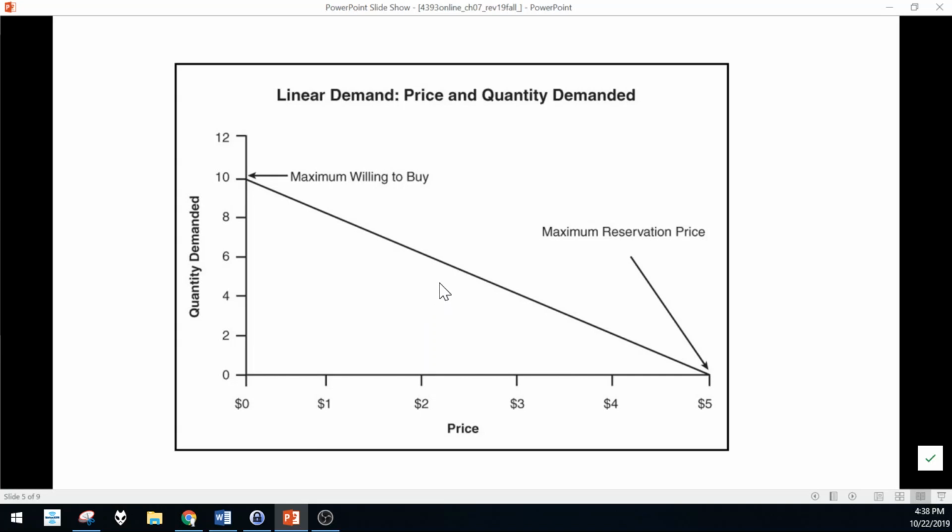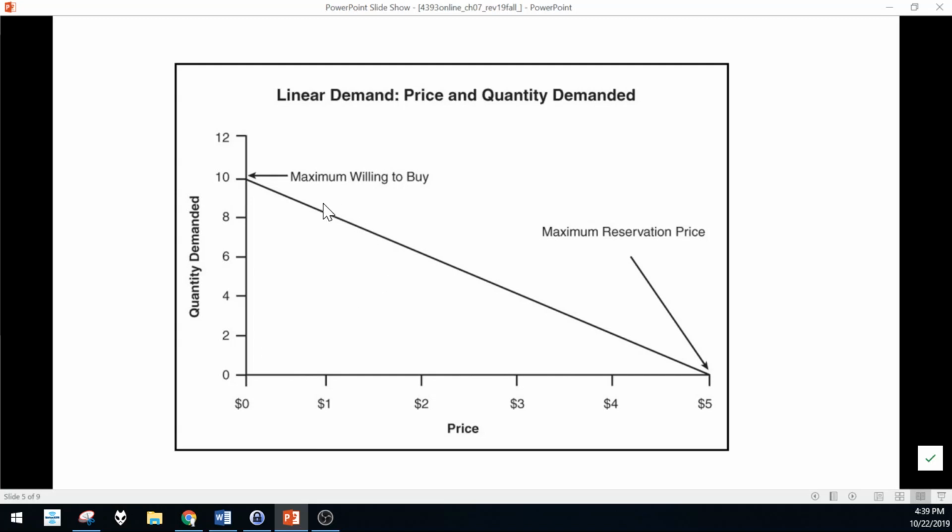So two concepts important to know in this regard is maximum reservation price. Again, reservation price is the highest price that someone is willing to pay. Okay, at $5, no one is willing to pay that price. At $4, 2 are willing to pay that price. At $3, 4 are willing to pay that price, and on and on and on and on.